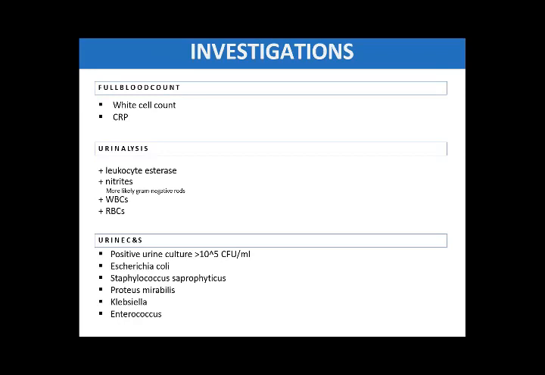What are the investigations? We suspect the disease, take a good history, do a clinical examination, and then go for investigations. You will go for a CBC to see the leukocyte count, leukocytosis; CRP and ESR may be raised. Urine analysis would show leukocyte esterase, nitrites, more likely gram-negative rods; WBCs and RBCs may be present. For urine culture, you go for urine culture and sensitivity to look for the specific infection, and you will see a positive urine culture: E. coli, especially, Staph saprophyticus, Proteus mirabilis, Klebsiella, and Enterococcus. These are the common organisms looked for on urine culture and sensitivity.